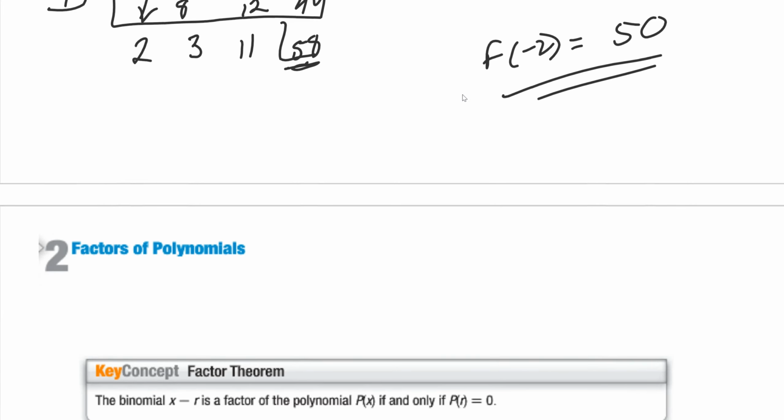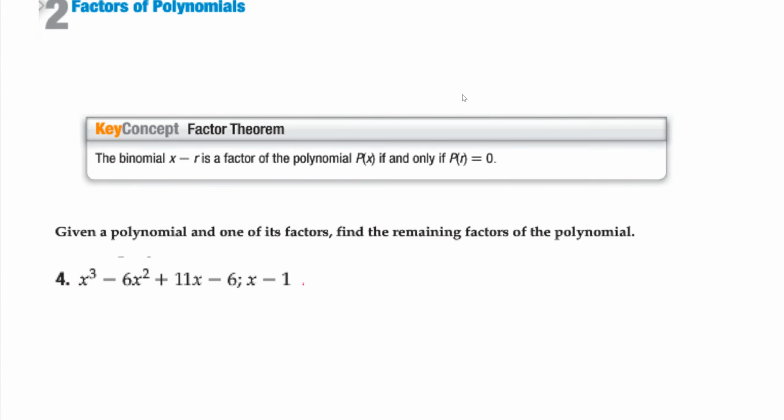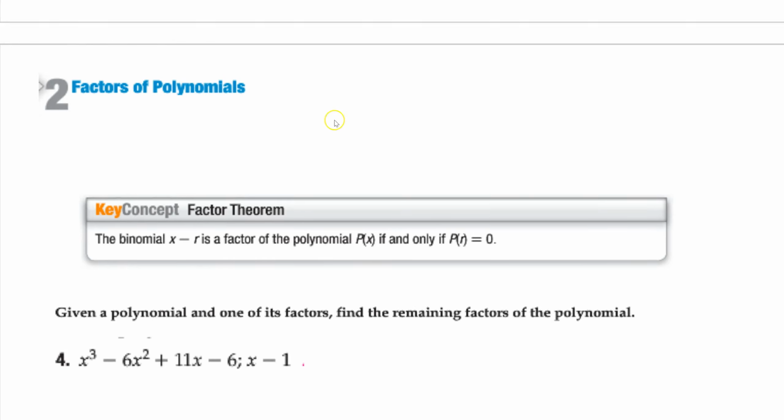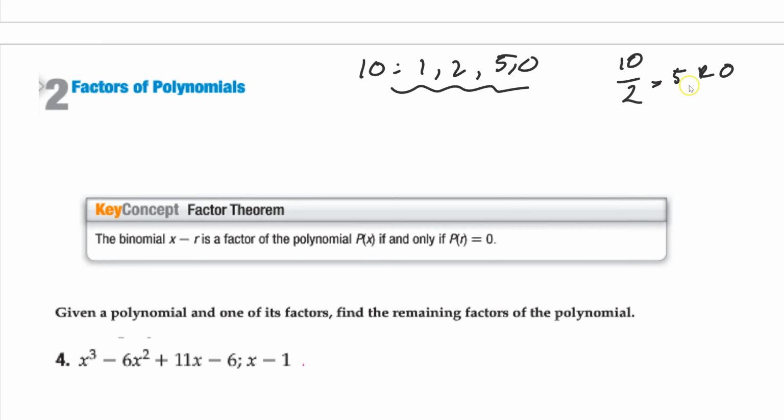Now let's talk about factoring polynomials. I always like to start this off by talking about what factors are. If I tell you, what are the factors of 10? Hopefully you say 1, 2, 5, and 10. Those are the factors of 10. The reason is, those are the things that, when you divide 10 by them, you get a remainder of 0. That's what a factor is.